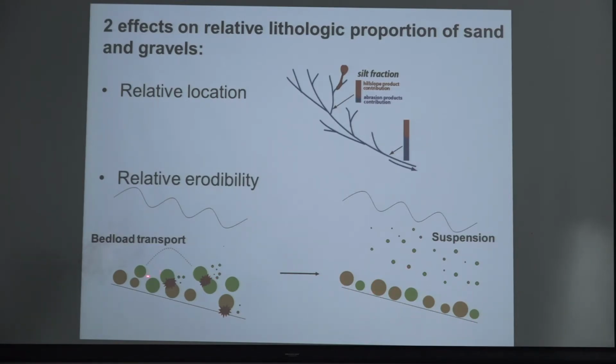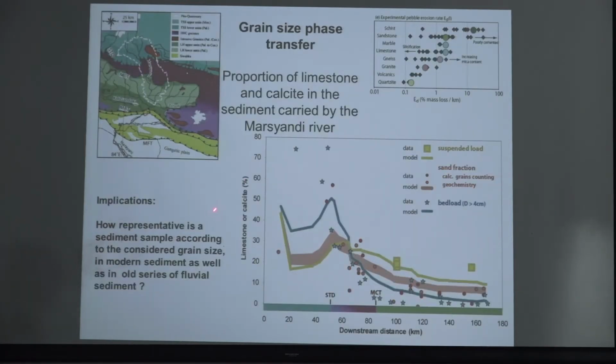And second thing, you start, for example, with an equal quantity of low erodibility material in orange and high erodibility material in green. After some transport, obviously, if you have more resistant pebbles in the bed load, in the suspension load you will have a larger proportion of material coming from the high erodibility material. And it's more or less what we observe when we look at the limestone proportion.